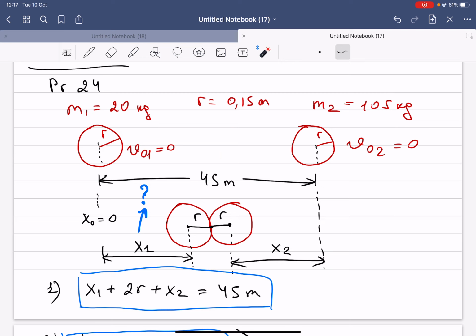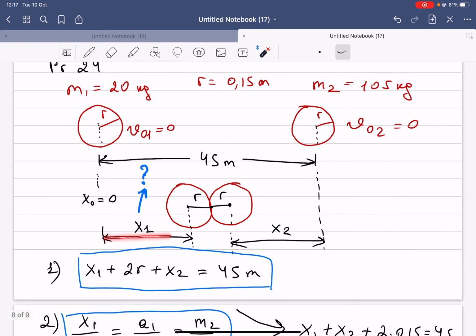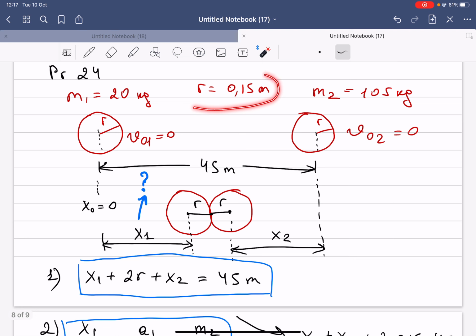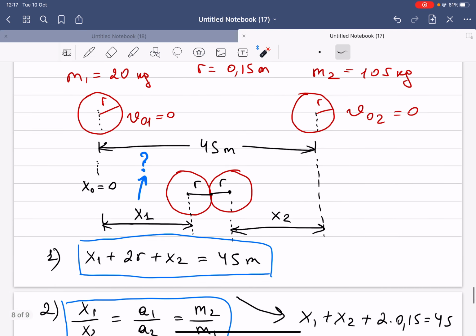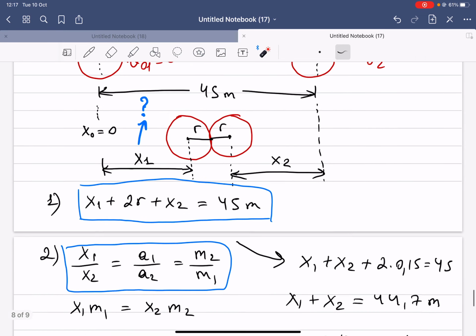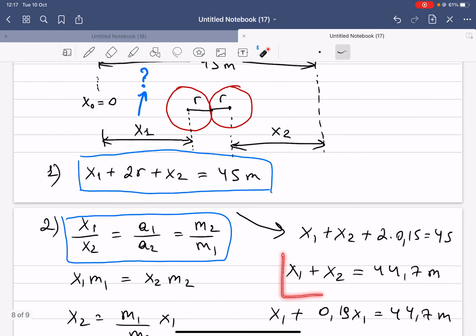We also know from the first equation that x1, which we have to find, plus the radius of the planet, plus the second radius of the planet, and this x2 distance gives you the total distance, which is 45 meters, okay? We know that the radius is given, so x1 plus 2r plus x2 equals 45. So from there, we know that x1 plus x2 gives you 44.7 after calculating it.